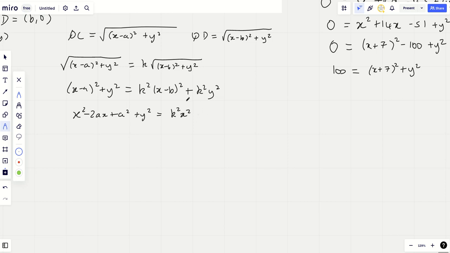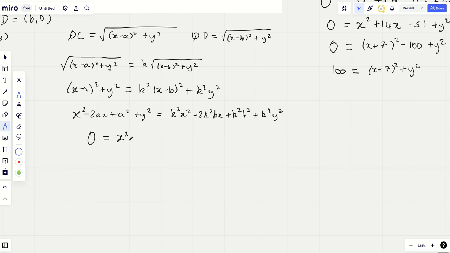Now you'd have minus 2bx but times by k squared, so minus 2k squared bx plus k squared b squared plus k squared y squared. So lots of k squareds there. And then I'm going to put all the x terms together and all the y terms together. So I'm going to put a big 0 on this side.